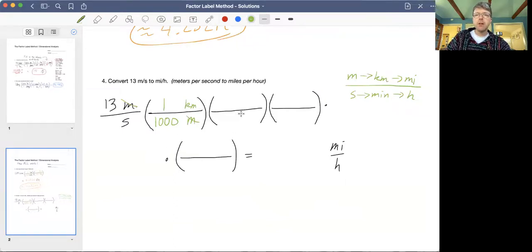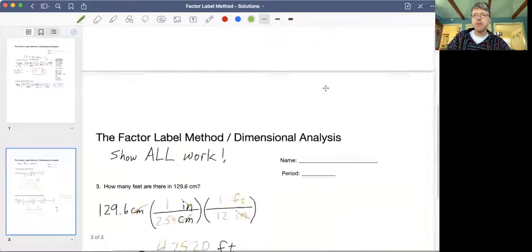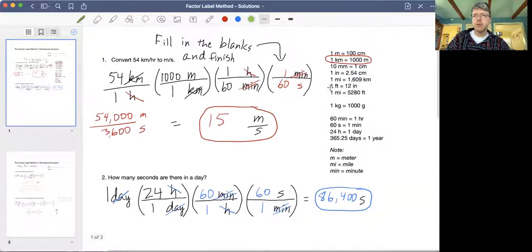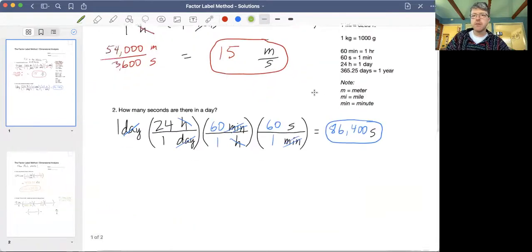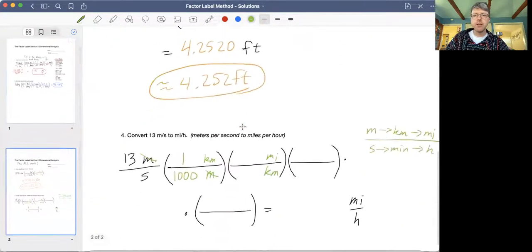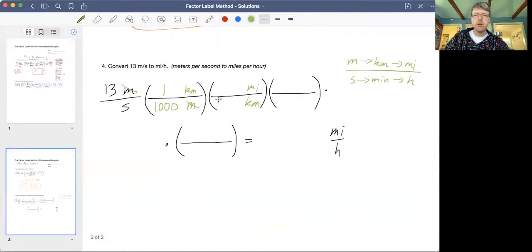Now we have to go from kilometers, put that on the bottom, to miles. Miles and kilometers, I don't remember, so let's look at the list. Miles and kilometers. There we go. 1 mile is 1.609 kilometers. Go back to the next page. 1.609 kilometers in 1 mile. There we go.